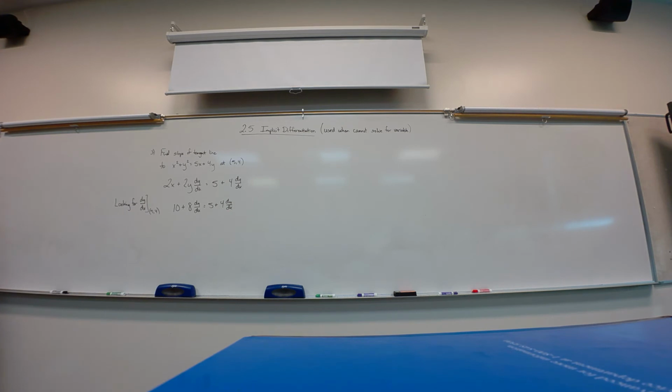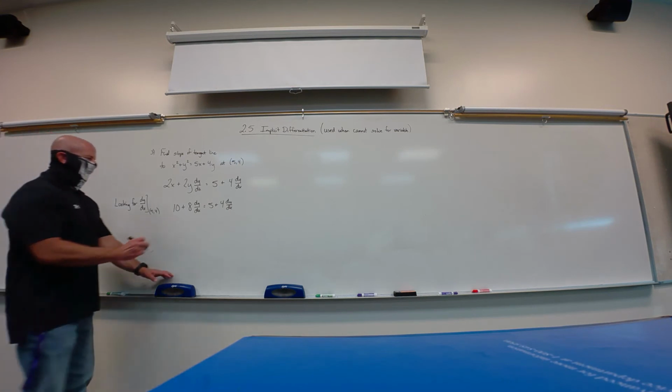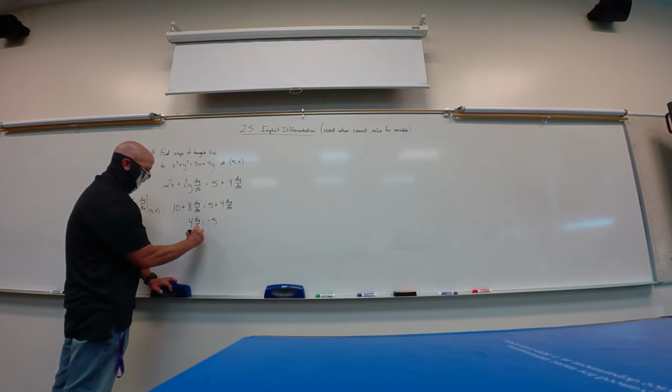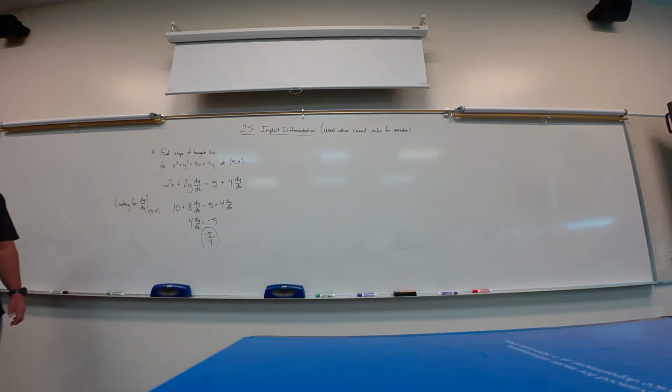And I know there's a dy/dx there, but think back to your basic equation solving. What if you solve 10 plus 8x equals 5 plus 4x? Get your like terms together and move. It's not that bad. So let's see, that would be 4 dy/dx is negative 5. So negative 5/4 would be that slope or that rate of change. Everybody agree with that?